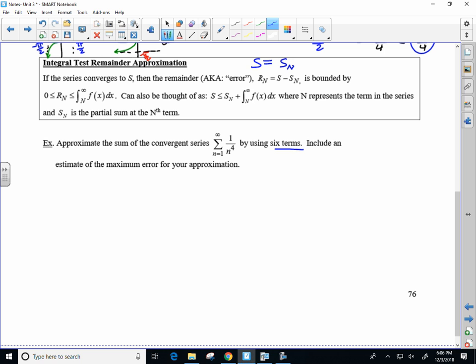So what it's telling us to do is find S sub 6, which would be the same as this summation going from 1 to 6. All right, and so that's not going to be the exact answer. That's not going to be the exact sum. There's going to be some amount of error associated with that.